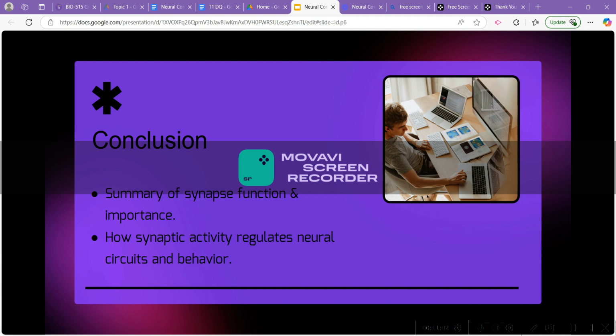However, disruptions in synaptic activity, such as neurotransmitter imbalances, can contribute to neurological disorders like Parkinson's disease, depression, and epilepsy. Therefore, synaptic function is not only fundamental to basic nervous system operation, but also critical for maintaining overall brain health and behavior.